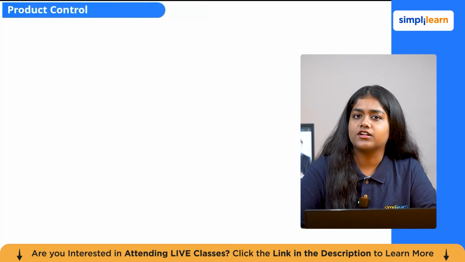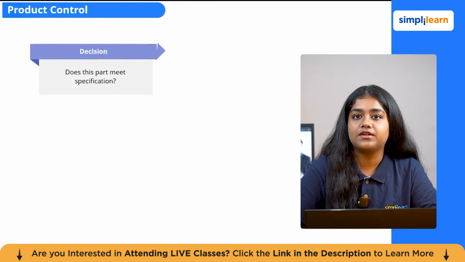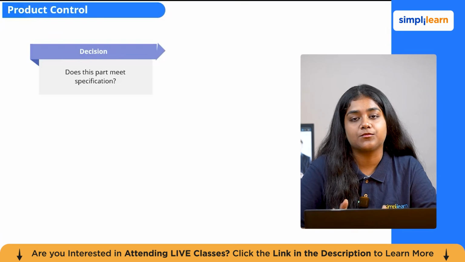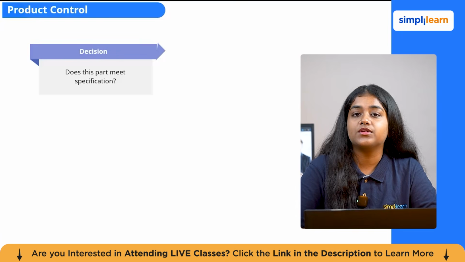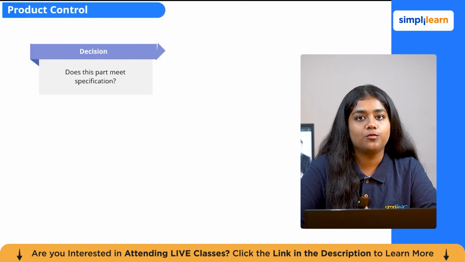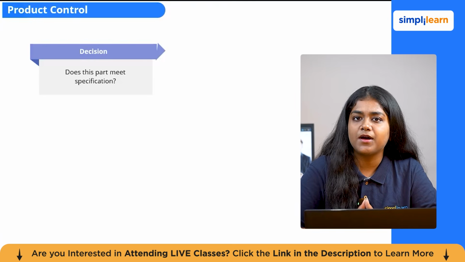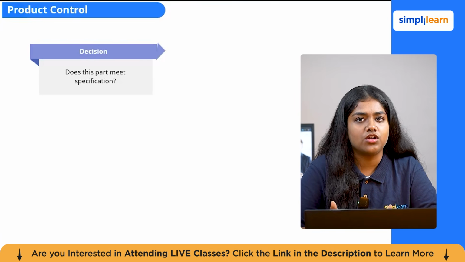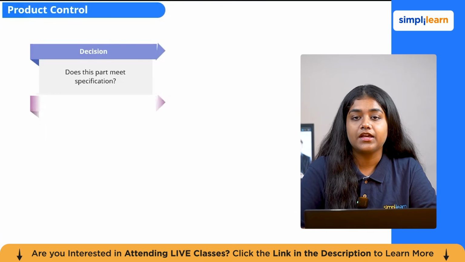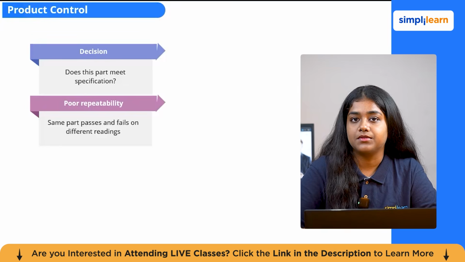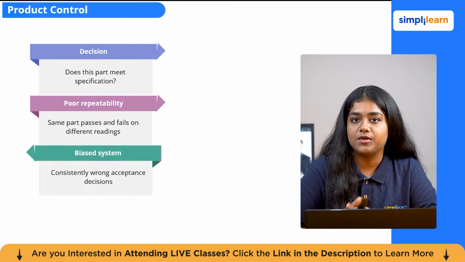Now let's look into product and process control. This is where measurement actually shows up in the real world of quality, specifically in product control and process control. Product control is about the individual units. You make a part, you measure it, and you decide: does this part meet specifications? Is it within tolerance, do you accept or reject? This kind of decision sounds simple, but it depends entirely on the measurement system.